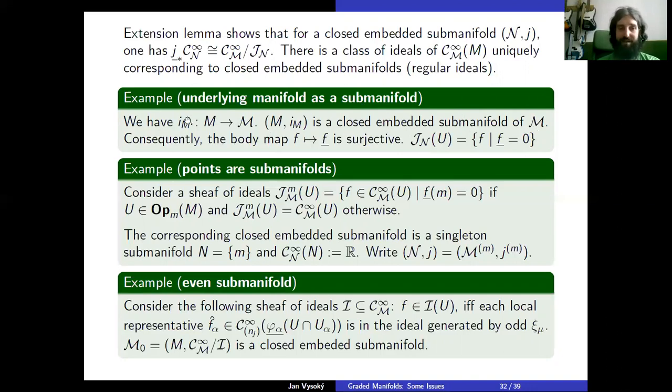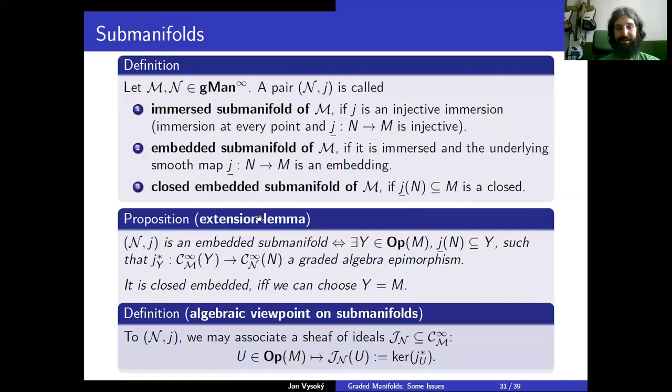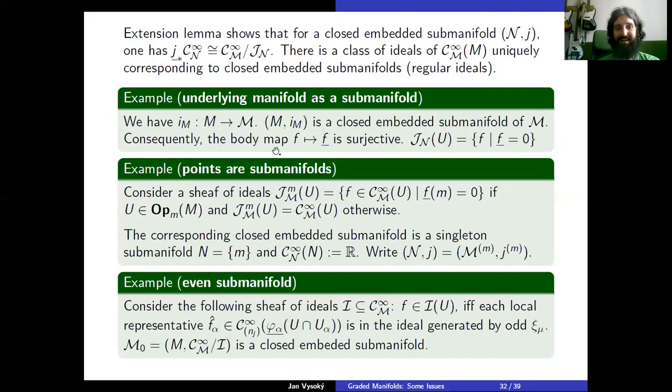So I can view the underlying manifold as a closed embedded submanifold of my graded manifold. And there is a cute consequence of this observation, saying that the body map is surjective. It's because of the extension lemma. It now says that I can take any function on M and extend it to a global function on curly M, such that the pullback of this function is my given function, which basically means that the body map is surjective.